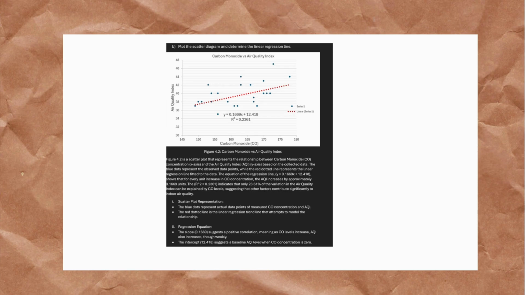And then there is the scatter plot representation and the regression equation, both. For the scatter representation, the blue dots represent the actual data points of the ratio of CO concentration to AQ. The red dotted line is the linear regression line that attempts to model the relationship. For the regression equation, the slope of 0.169 suggests a positive relationship, with air quality increasing as CO increases. The intercept of 12.1 suggests baseline AQ when CO conditions are 0.